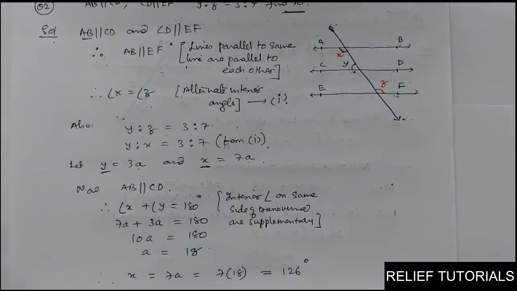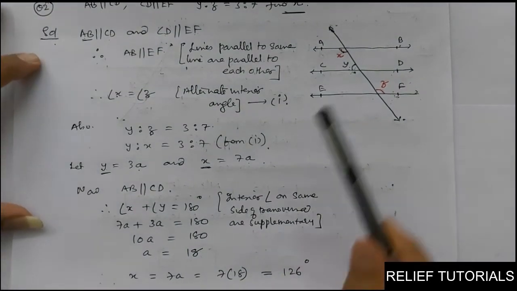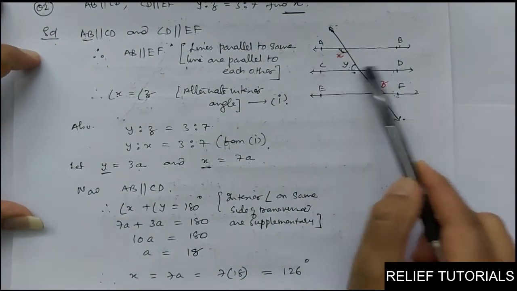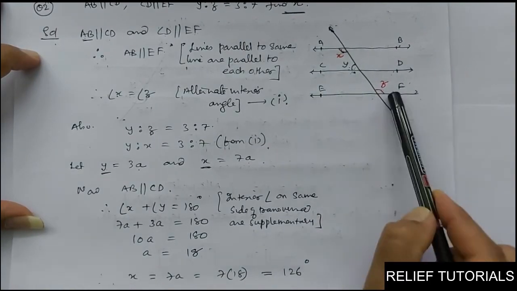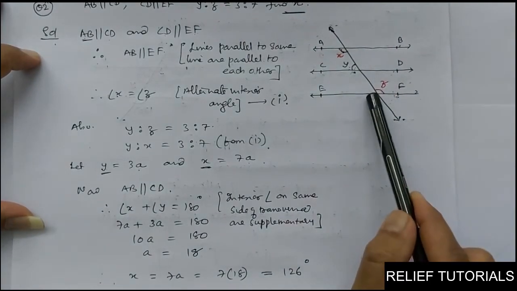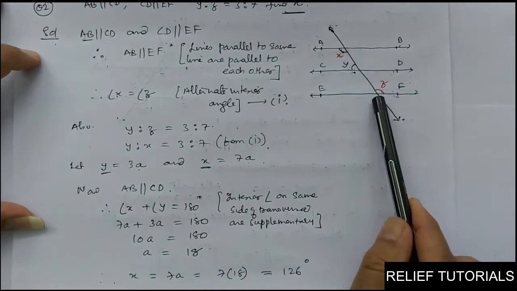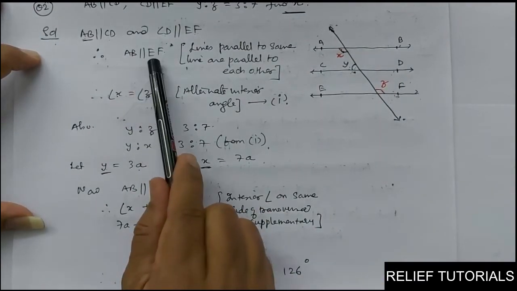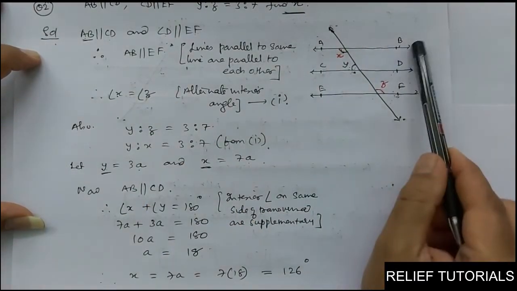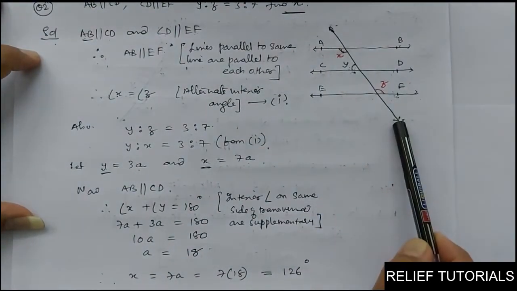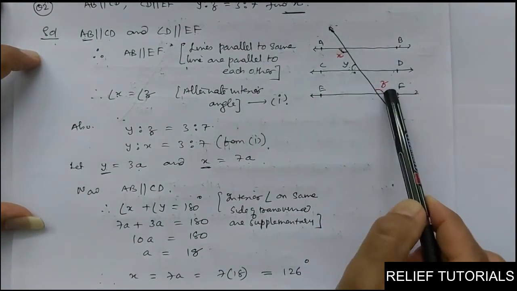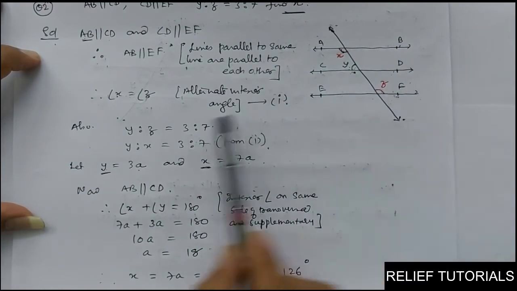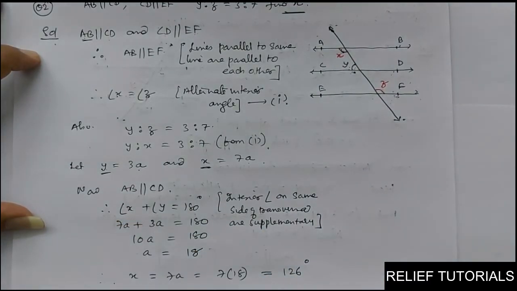See, once again we will recap the whole problem. It is given that AB is parallel to CD and EF is also parallel to CD. So these two lines are parallel to the same line, so they are parallel to each other. So we can say AB is parallel to EF. Now AB is parallel to EF and this is a transversal. So these two angles are alternate angles. So lines are parallel, alternate angles are equal.